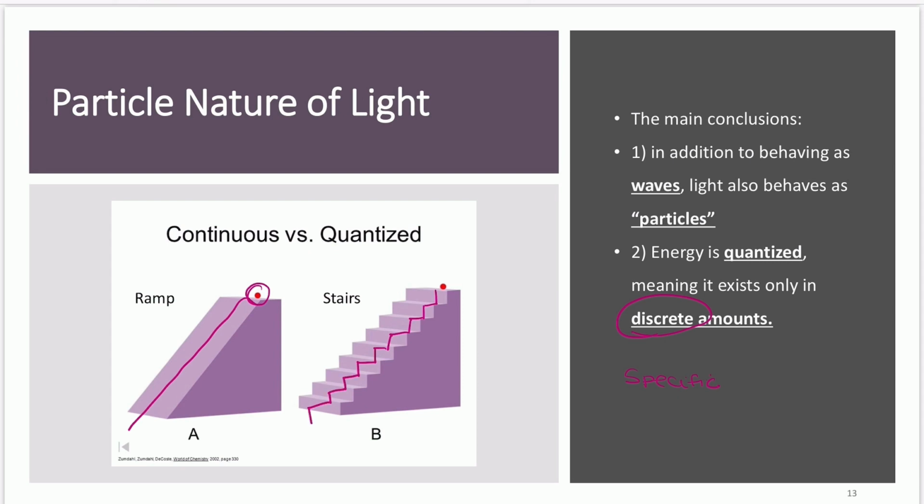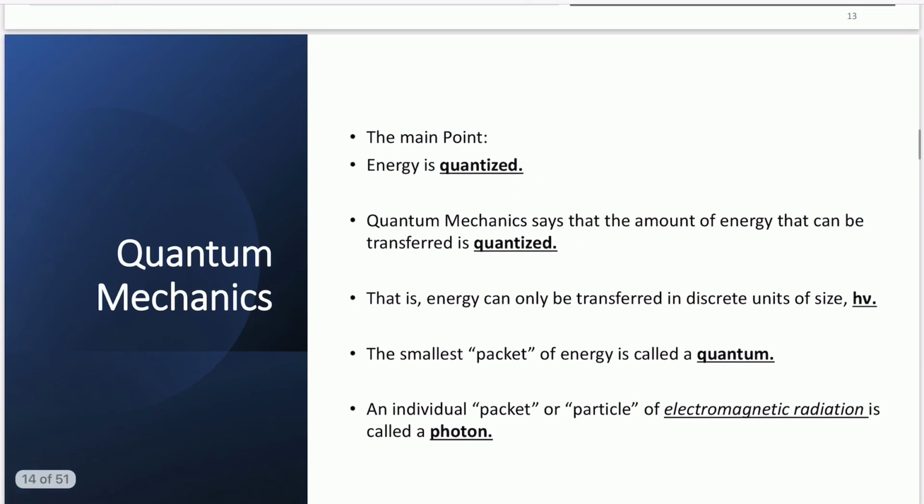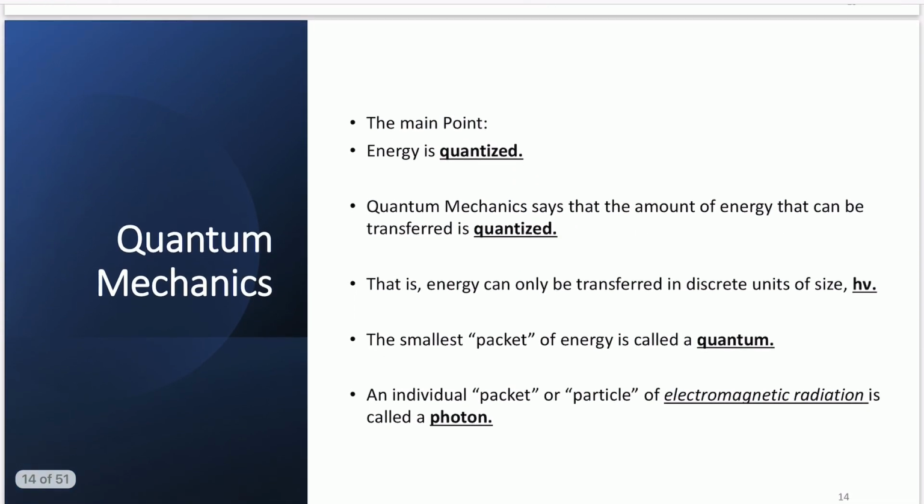So the ball's either going to be at the top step or the second step, third step, fourth step, fifth step, sixth step. It's a discrete amount of energy. It's your ramp versus your stairs. So again, the main point of all of this: energy is quantized. Quantum mechanics says that the amount of energy that can be transferred is quantized.